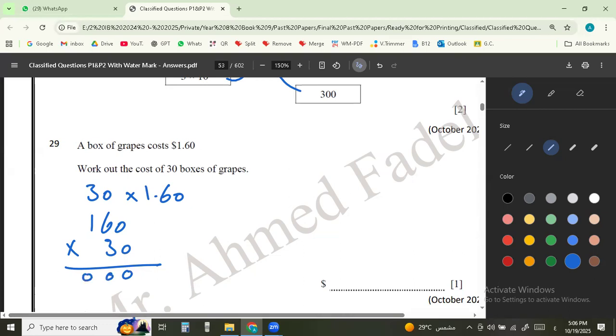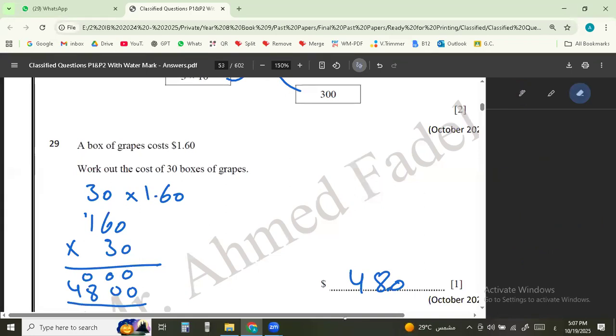You can say here 3 zeros and then you put a 0 here. 3 times 0 is 0. 3 times 6 is 18. Carry the 1. 3 times 1 is 3, and 1 is going to be 4. So I must add them up. It's going to give you 4,800 exactly. $4,800. Oh, Sir, I finished? No, you didn't finish because I have 2 decimal places in the question. So it is $48.00, which is just $48.